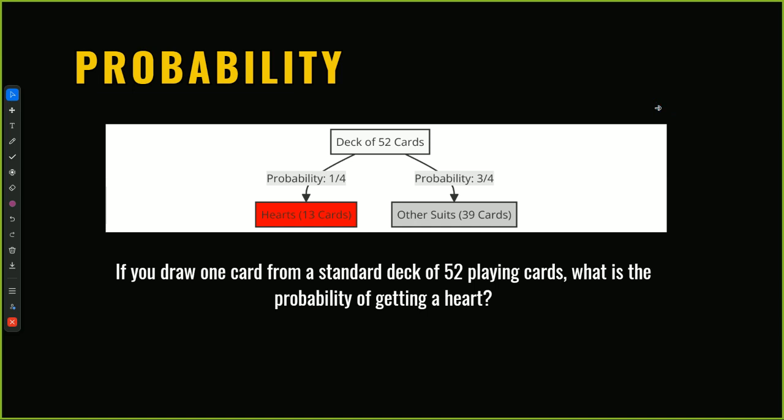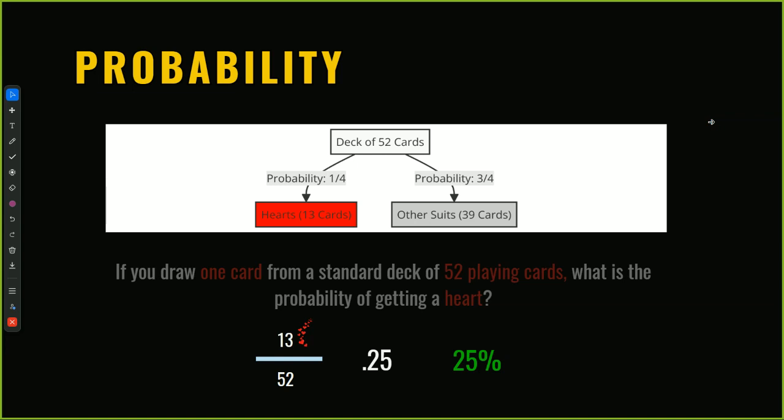And a probability, a deck of cards, right? Let's say in a standard deck of 52 cards, what's the probability of getting a heart out of those cards? Well, essentially the probability is going to be 13 because there's 13 cards with a heart on it, and then there's 39 other cards. So you can see the probability of 1/4 and the probability of 3/4. You put those together, they're going to equal 100% of our data. When we look at that, we can interpret it as 13 over 52, which is 0.25, which then turns into 25%.